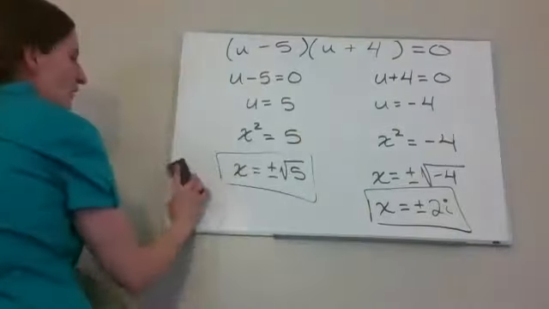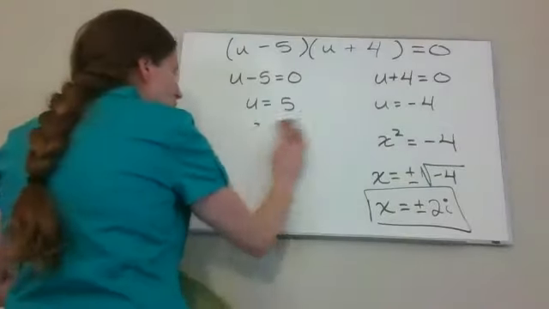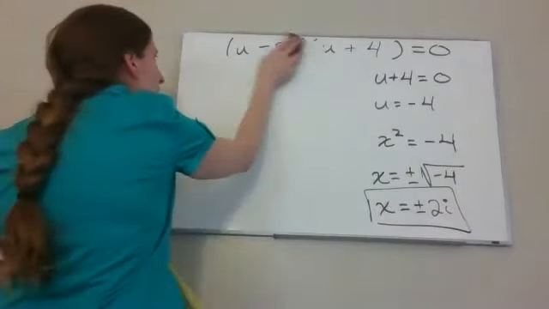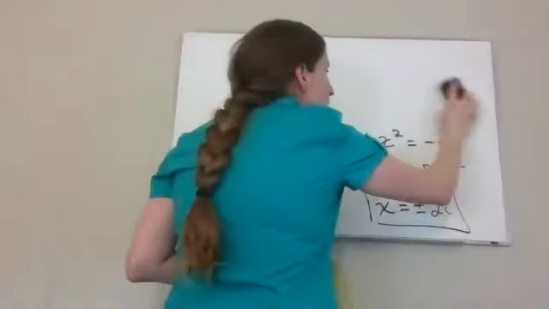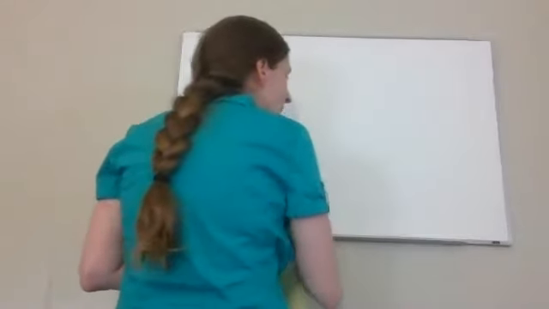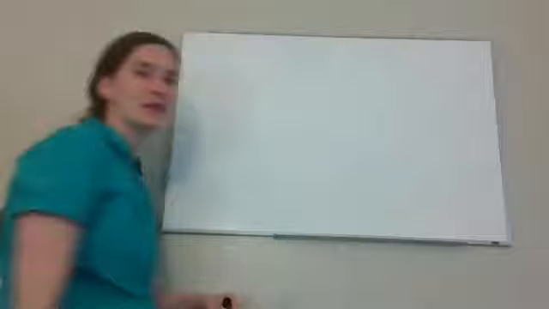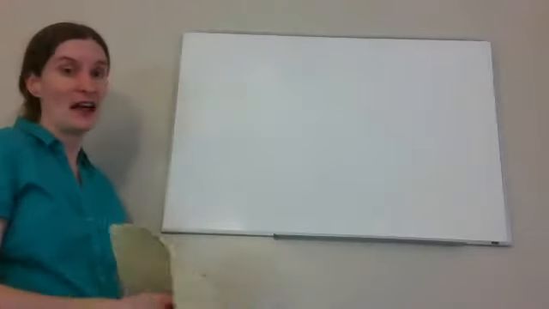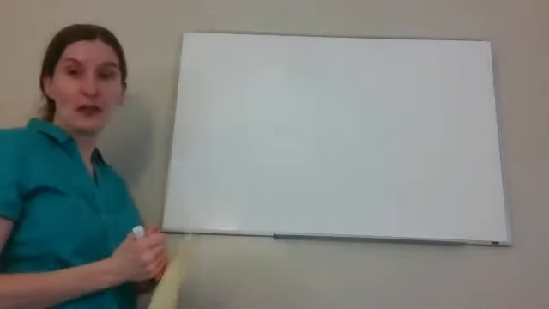Now, you might have noticed on this problem, we ended up with 4 zeros, and the degree of my polynomial was 4. Is that a coincidence? No, it's not. It's actually called the fundamental theorem of algebra.